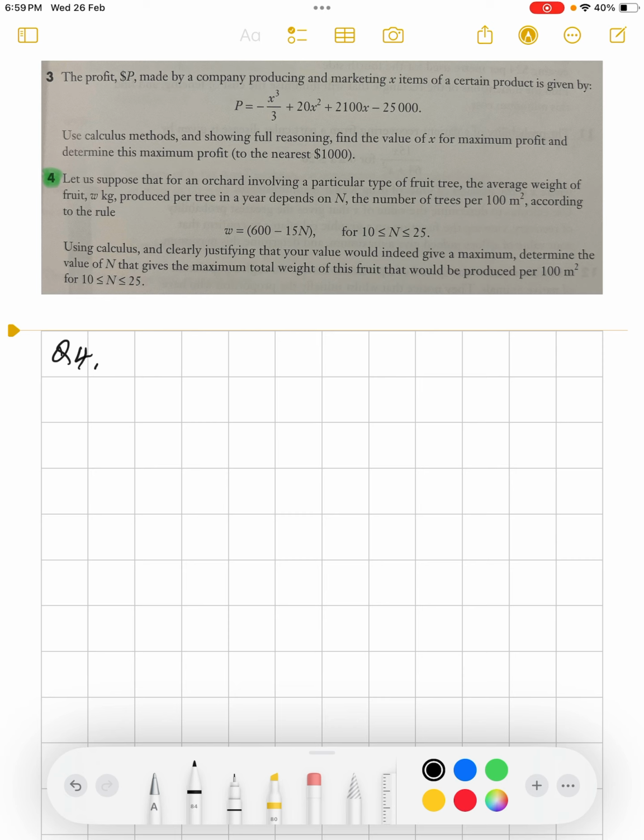And it says, let us suppose that for an orchard involving a particular type of fruit tree, the average weight of fruit, W, produced per tree in a year depends on N, the number of trees per 100 square meters. According to this rule, W equals 600 minus 15N. Now, N is between 10 and 25 trees per 100 square meters.